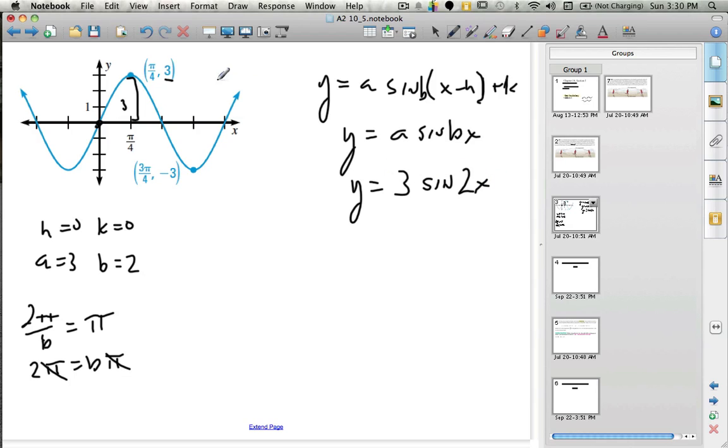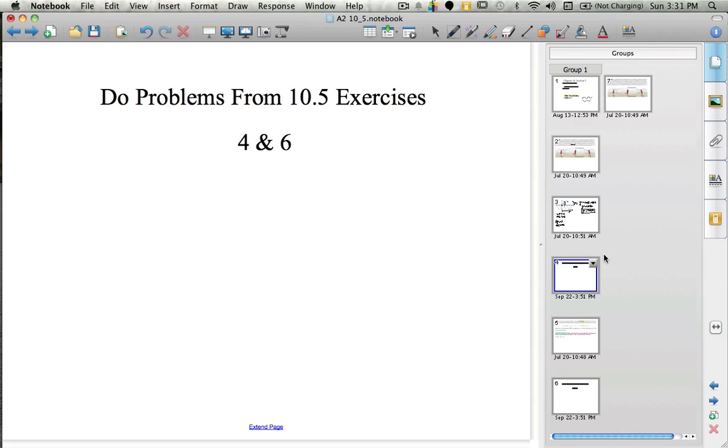Okay, and I could double check that, but it's not really necessary. I got all this data. I knew that the period was equal to pi. I know that my amplitude is equal to 3, and that's all I need to write my function. Okay, so you go ahead and practice that. Do problems 4 and 6, and then we'll do some more complicated versions of this.